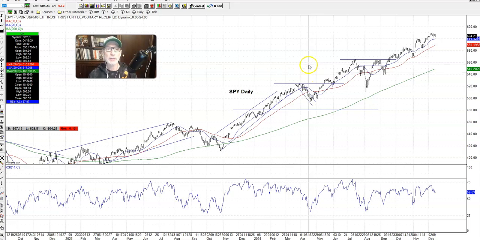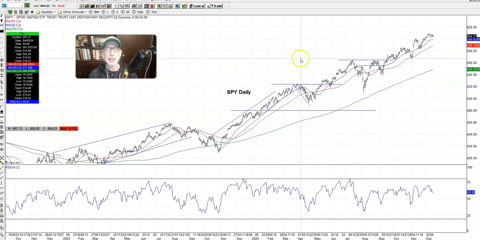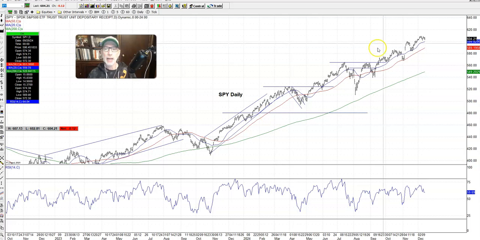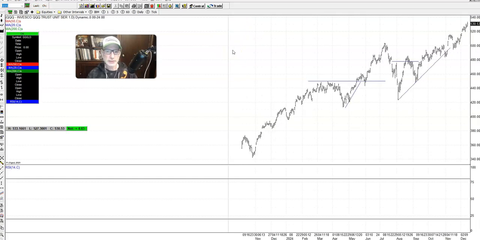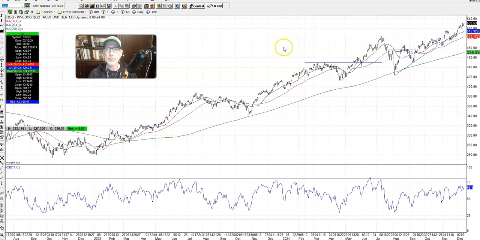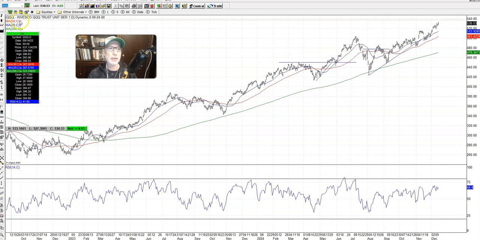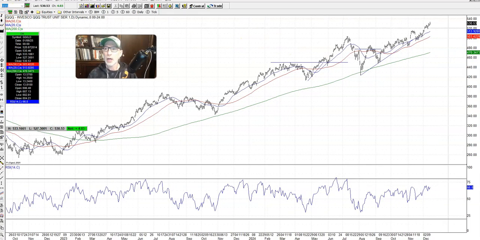That's your higher timing, your higher probability timing play for when to get in. So the SPY's moving up. Let's look at the NASDAQ. This is the exchange traded fund for the NASDAQ, the triple Qs, QQQ. If you want to know the symbol, it's over here in the upper left-hand corner.